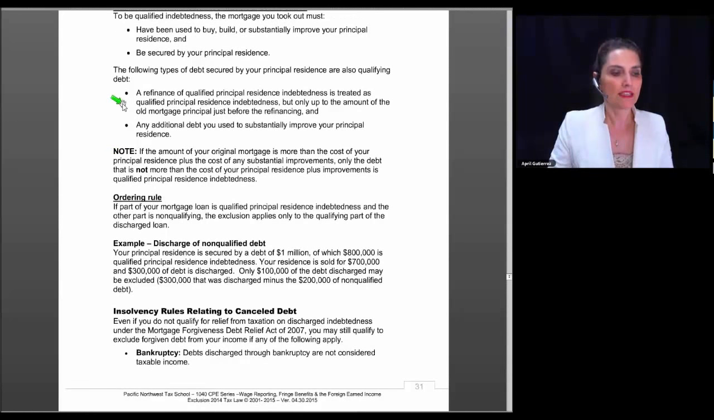A refinance of qualified principal residence indebtedness is treated as qualified principal residence indebtedness, but only to the extent that it equals the old debt just before it was paid off. Also, any additional debt that you took out to substantially improve your home, in other words, home improvement loans, can qualify as principal residence indebtedness.